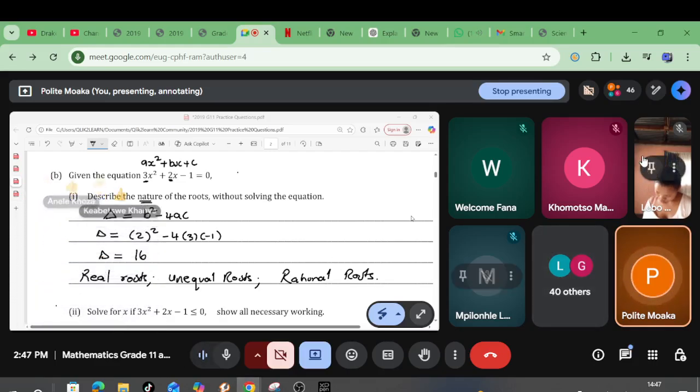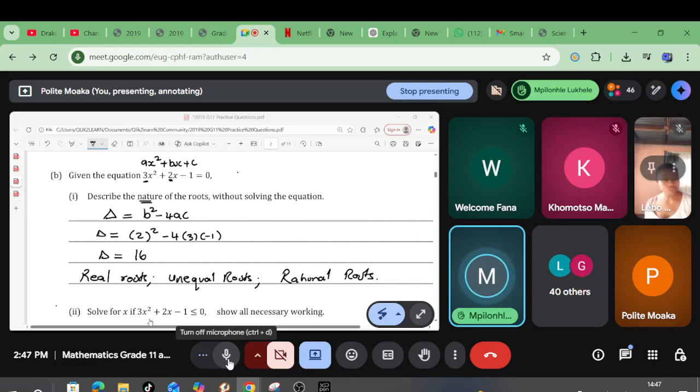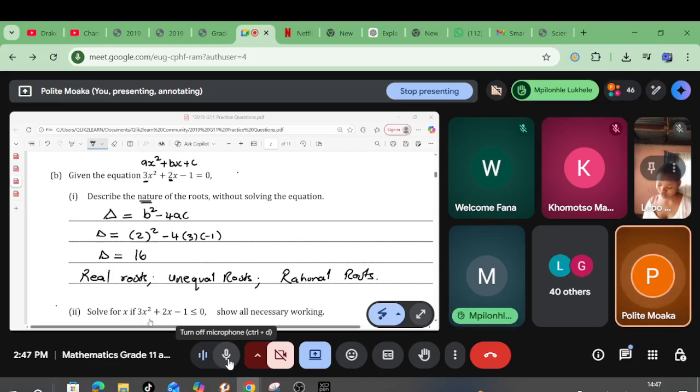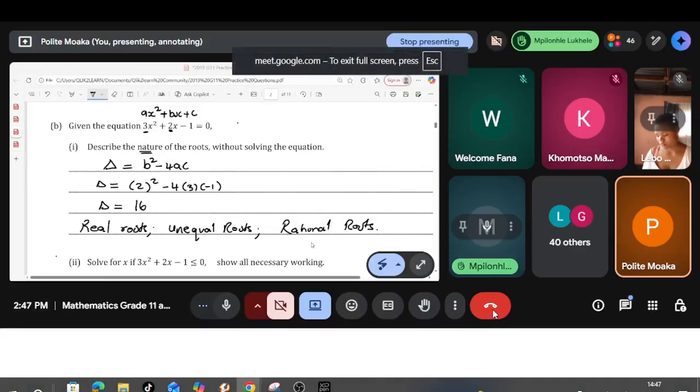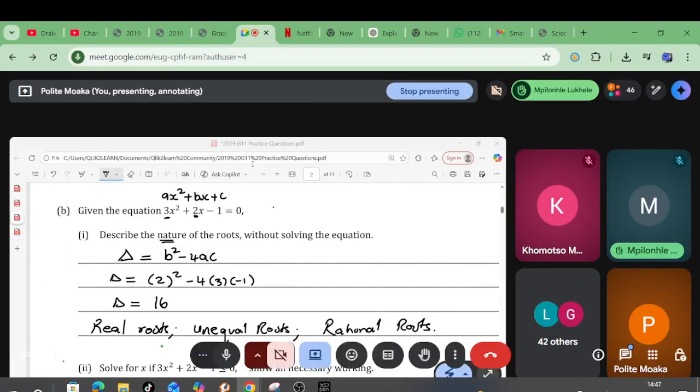Do you guys have any questions? Okay, Nompilo. You raised a hand. I'm listening. So I think I lost where you would say it's unequal roots. Okay, you want us to go back to the map, right? Yes, please. I think I missed that part. Oh, okay. No problem. Let's go back to the map.